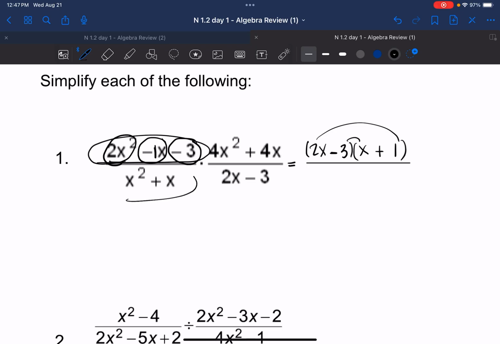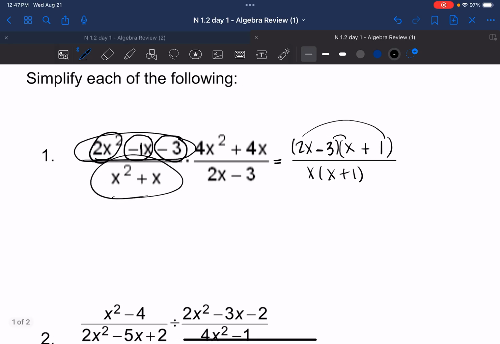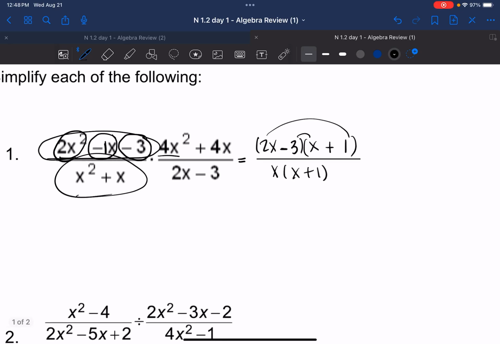In the denominator here, I can factor out an x as a GCF, which would leave me with x plus 1. And then over here in the numerator, I can factor out a 4x, which would leave me with x plus 1. And then the denominator, 2x minus 3, does not have anything that can factor out of it.